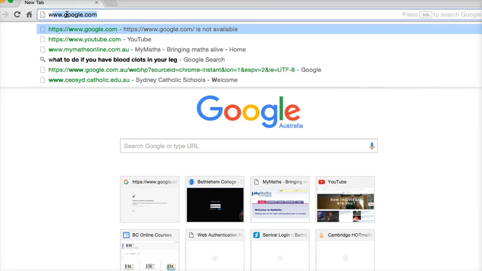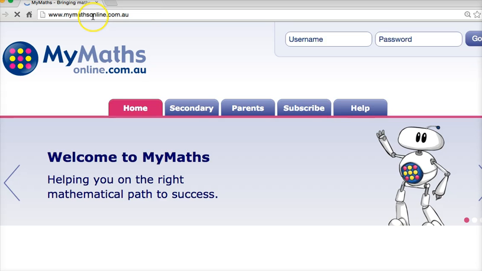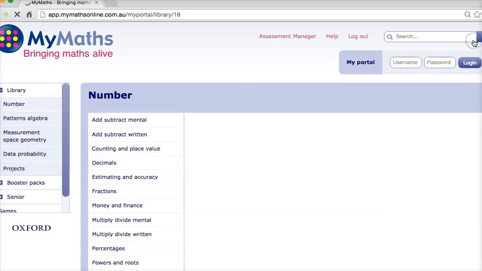today. So go to www.mymathsonline.com.au. Now this is a program that the school has purchased, and all years from year 7 to 12 can use it. The username for the school is Beth, and the password is tangent1, TANGENT and the number 1, and then we press go. So it's Beth for username, tangent1.